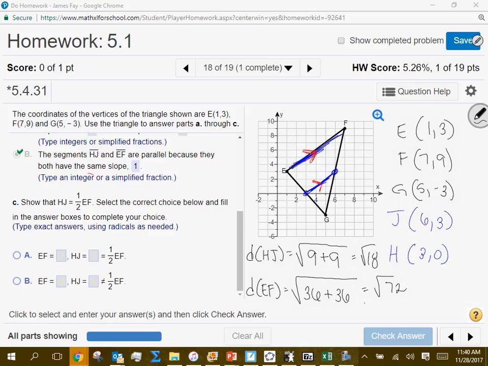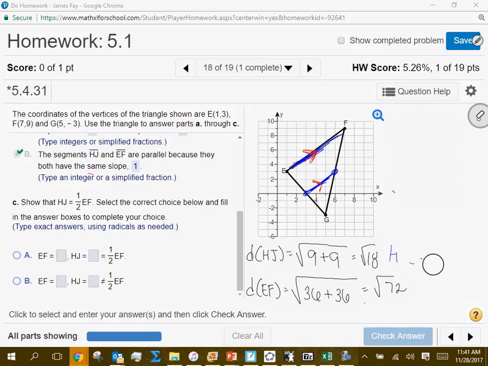Okay. Now, if you were to type that in, I believe it tells you that's wrong, because in that format, it does not show that EF and HJ compare to one another in regards to being half of one another. Does that make sense? What we want to do is simplify. Okay, so when I simplify these things, a couple approaches here.